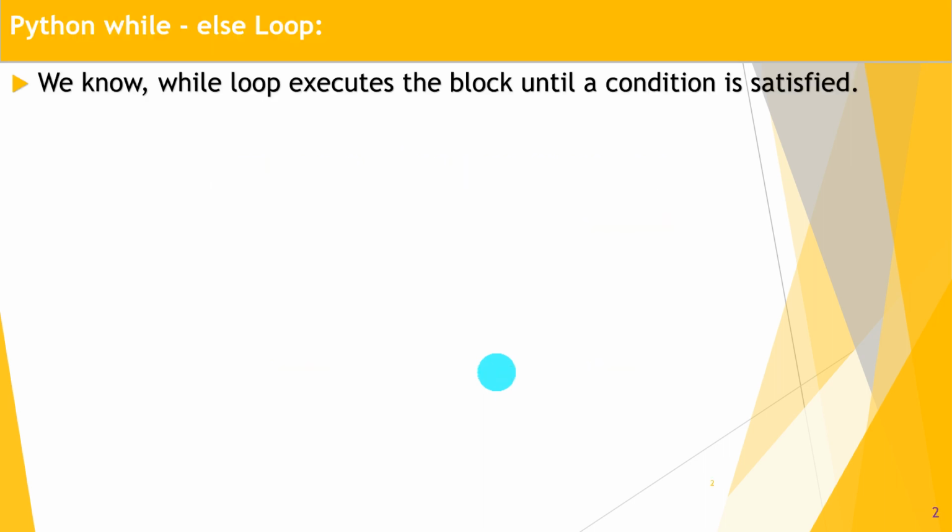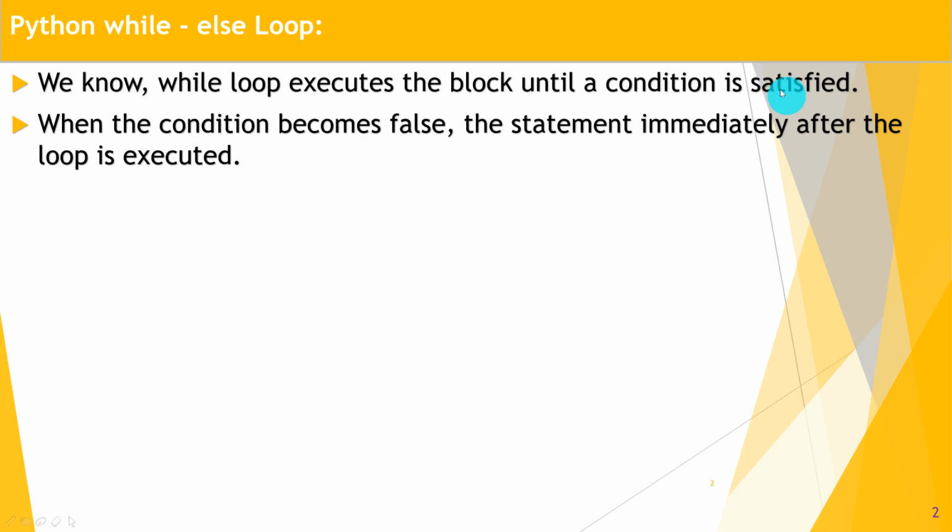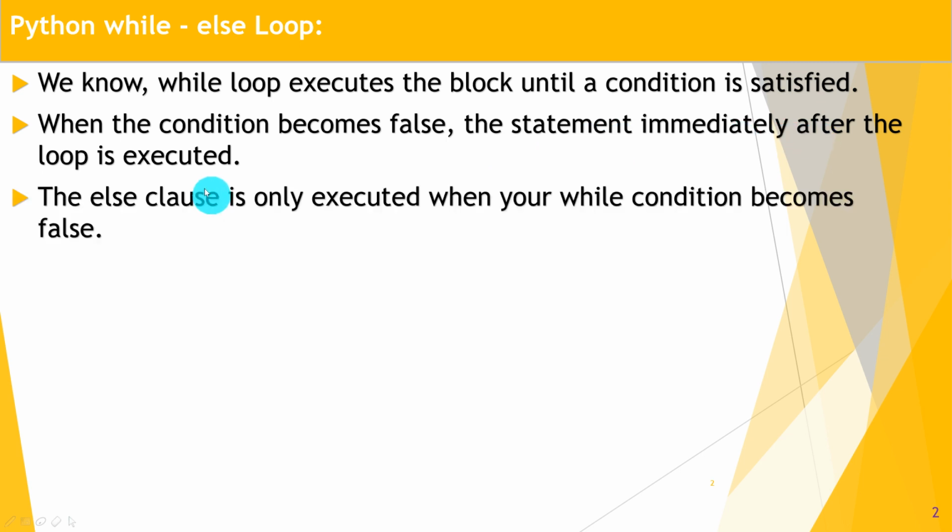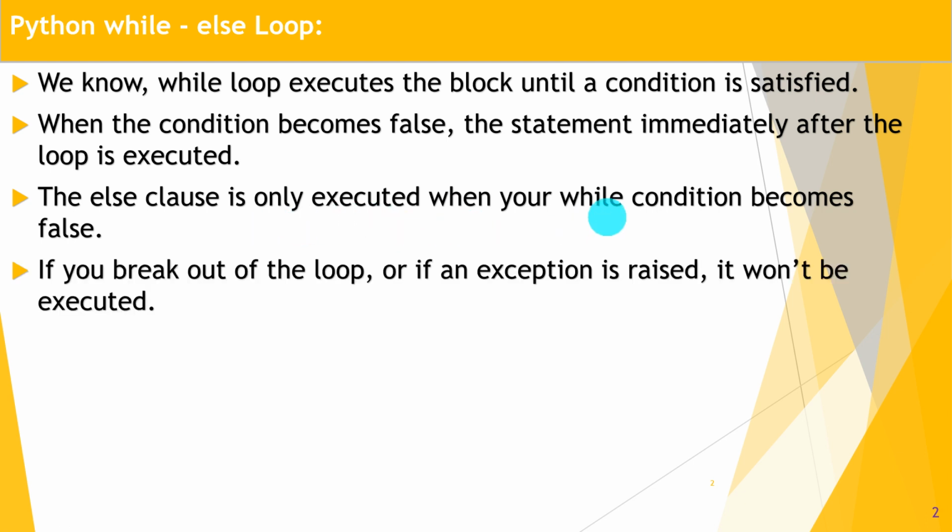We know the while loop. A while loop executes the block until a condition is satisfied. When the condition becomes false, the statement immediately after the loop is executed. The else clause is always executed when your while condition becomes false. Understood? It is only executed when the while condition becomes false in the while else loop.